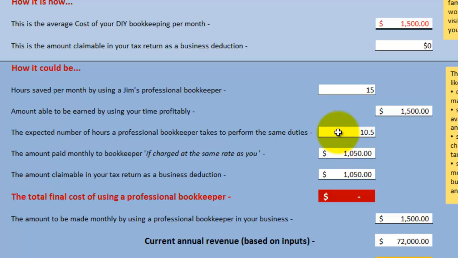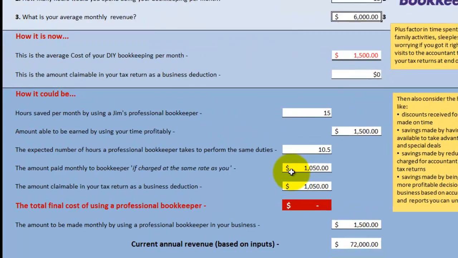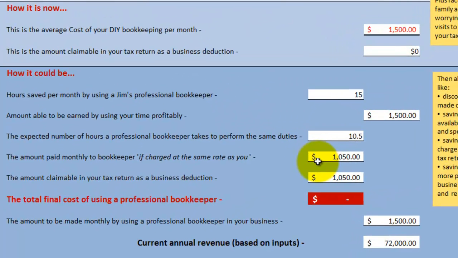But just for the point of this exercise, let's say that they charge out for their professional services at exactly the same rate as you charge for yours. And it's okay to expect that because they are dedicated to professional development and ongoing training, that they will be as much of an expert in their field as you are in yours. So the fact that they can complete their duties in a shorter time still means that it's costing you less than if you do it for yourself.